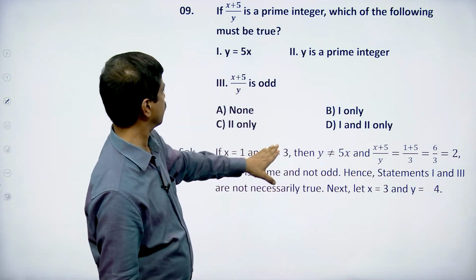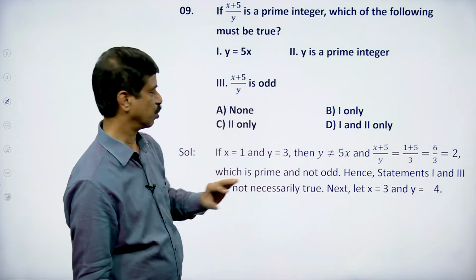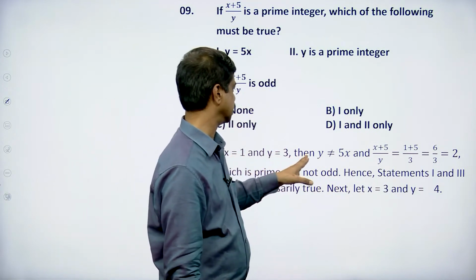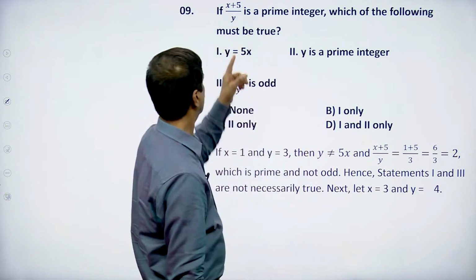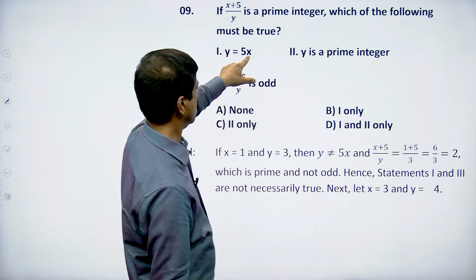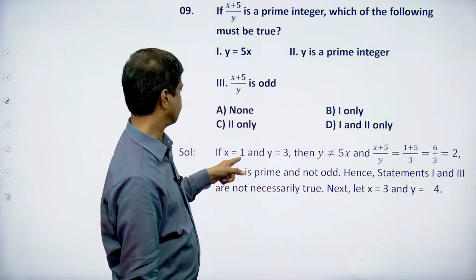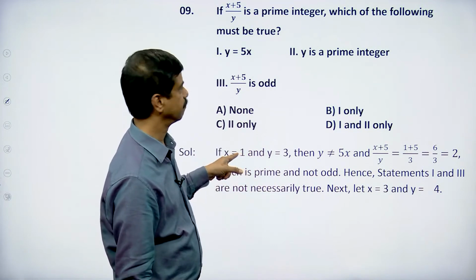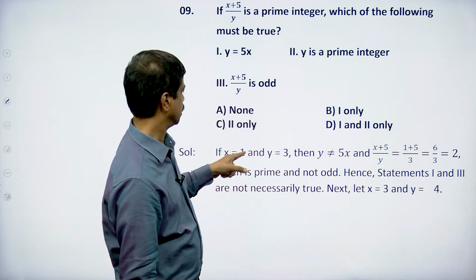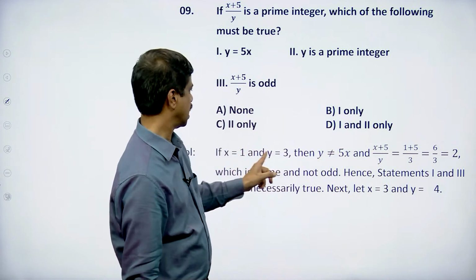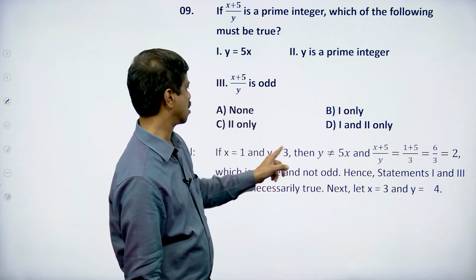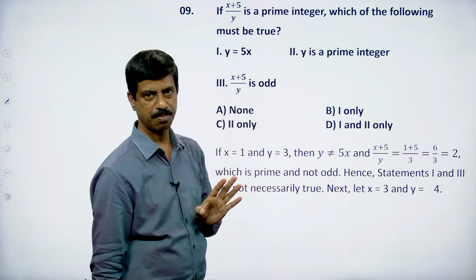If x is 1 and y is 3, for example, okay. If x is 1 and y is 3, then what is it? Y is not equal to 5x, because 5x is what? 5 ones are 5. So 5x is 5 and y is 3, which is not possible. Y equal to 5x is not possible.